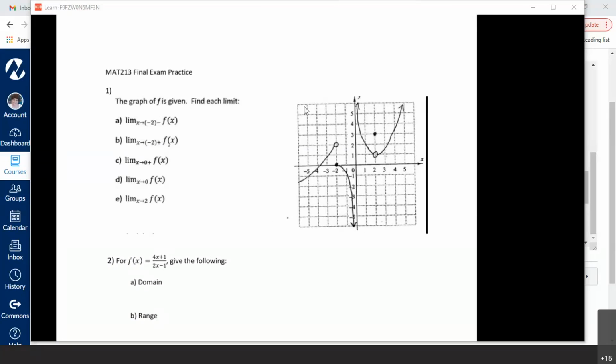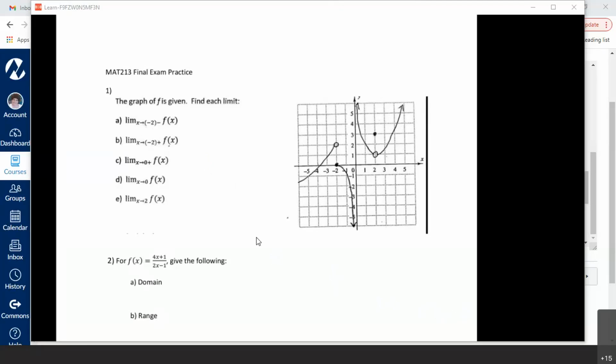So let's look at question 1. We have a graph of a function that looks like it's been run through a blender. There are lots and lots of discontinuities in this function. But they're calling it f of x, and they're asking us for various limits. Now again, what do you have to remember about limits? Limits are not the same thing as function values, right?